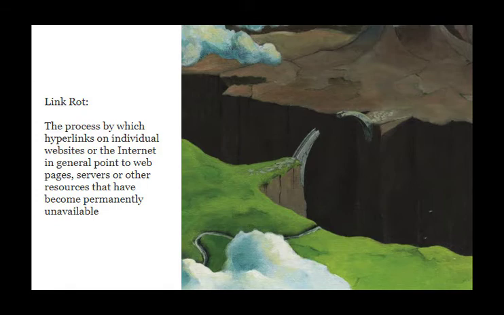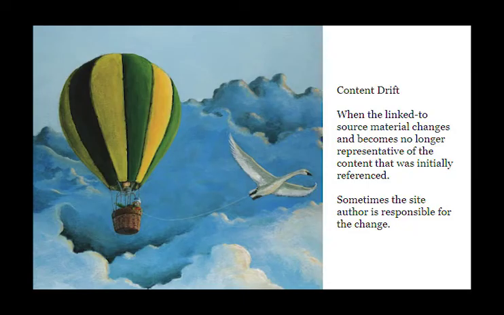The second problem, which is less well documented but equally problematic, is content drift. This is when the linked to source material changes and becomes no longer representative of the content that was initially referenced. As Zittrain, Albert, and Lasig explain in their 2013 article, this can happen if the organization providing the source material changes its views and purposefully updates the original source to reflect its evolving perspective.